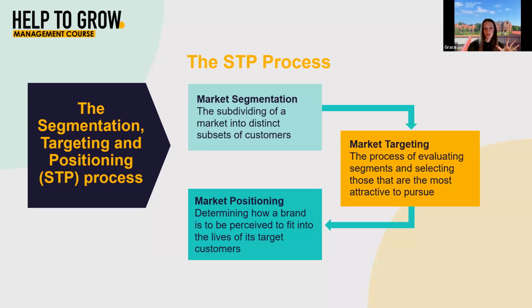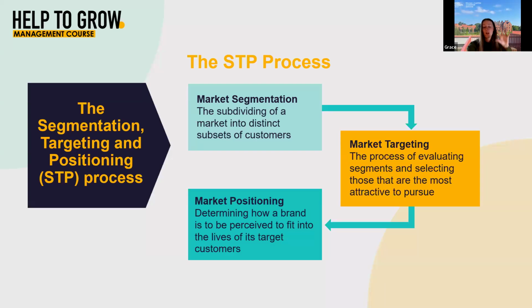So your segmentation, in the first instance, identifies potential groups of customers, and targeting is identifying those who are most attractive. Once you have that in sight, then you can start to think about how you want to position your company, your brand, your product, your solution to that target market. Market positioning is all about determining how a brand is to be perceived and how it is to fit into the mind and the lives of your target customers.